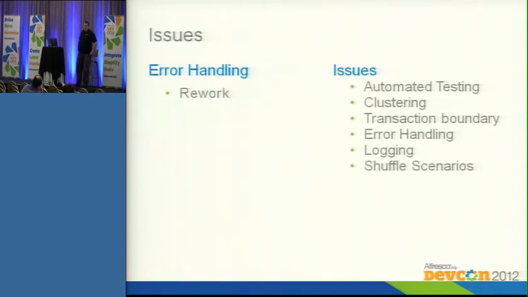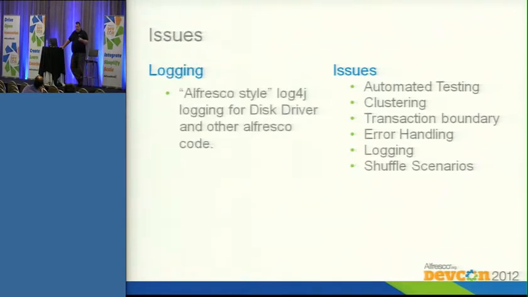So the error handling should log messages when something goes wrong. I know previous versions tended to be a bit obscure when something's going wrong. So anyway, error handling, and the final thing that I think is worth mentioning is that it's got Alfresco style log4j logging in the disk drivers. So if you're not quite sure of how something is going, you can use standard logging to see what's going on.